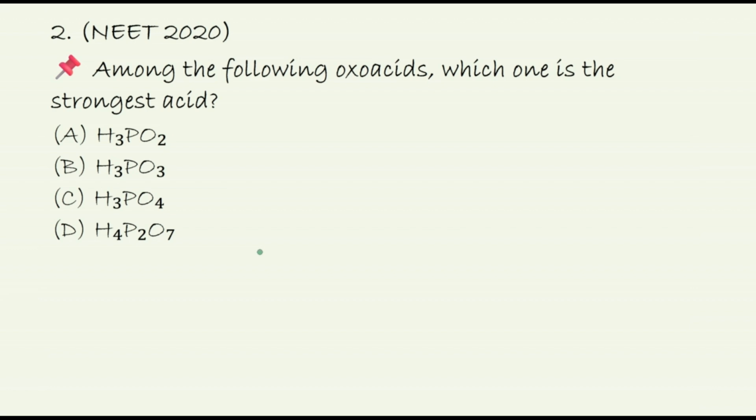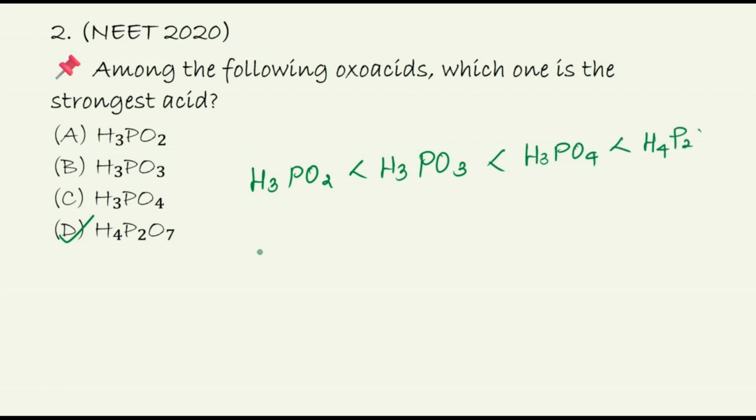So which will give you the answer? Whoever mentioned the answer as H4P2O7, congrats, you are on the right path. Pyrophosphoric acid is the strongest acid. And what would be the order, starting from the least? H3PO2, and then comes H3PO3, then H3PO4, and finally H4P2O7. As simple as that.